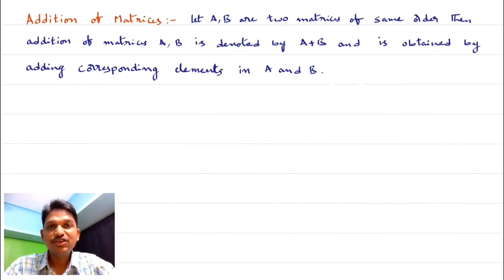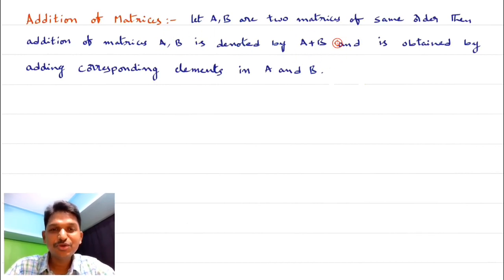Addition of matrices. How is addition of matrices defined? Let A, B be two matrices of same order. This is important. If A is of order 2 by 3, B is also of same order 2 by 3. You cannot take A of one order and B of another order. You should take A and B of same order. Then addition of matrices A, B is denoted by A plus B.